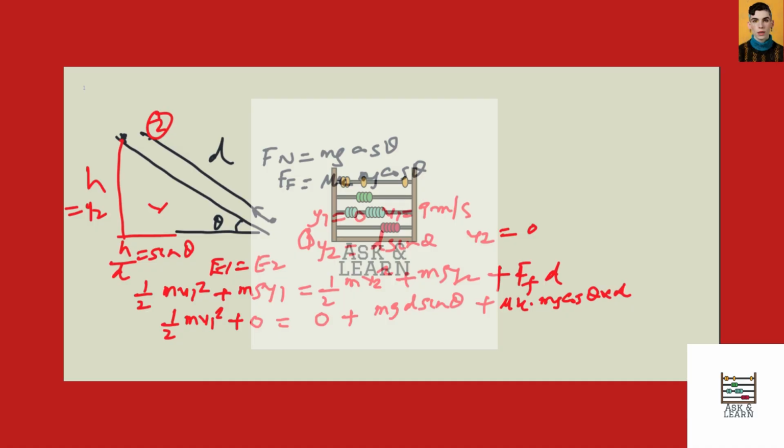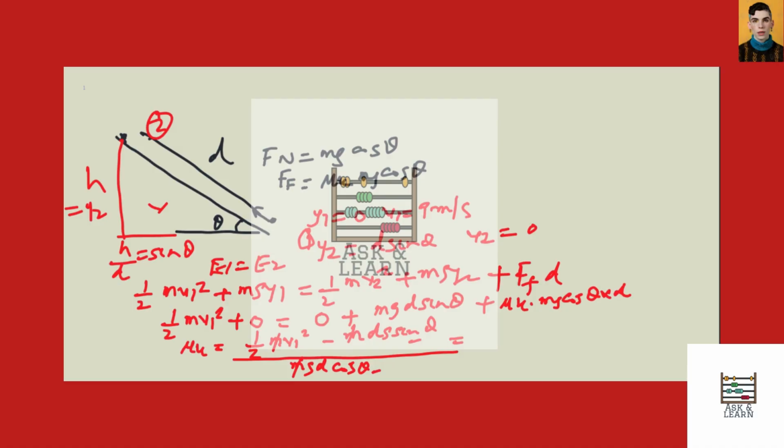All right, so if you solve that equation, you'll be getting mu k is equal to half m v1 squared minus mgd sine theta divided by mgd cos theta. Now m cancels out, so we are just left with half v1 squared minus gd sine theta divided by gd cos theta.